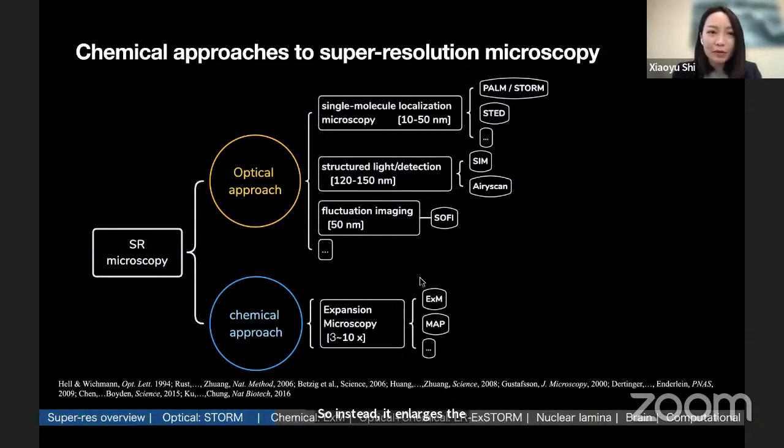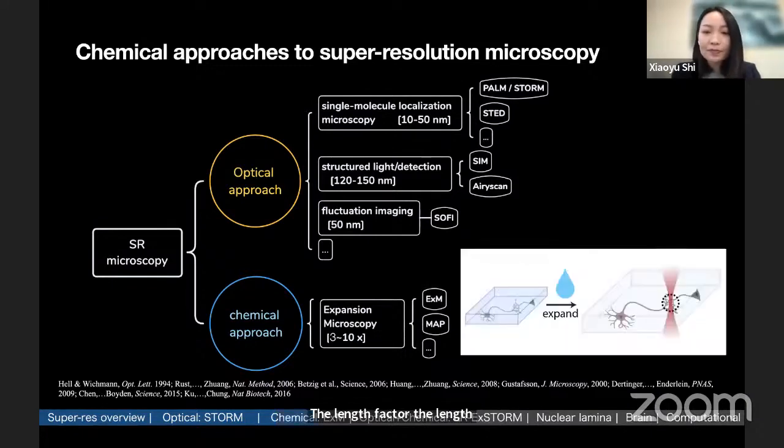Imagine you use the same microscope, but have a larger sample, expanded isotropically in XYZ by 3 to 10 times in each dimension. And then you effectively increase the relative resolution of your sample. So you increase the resolution of your existing microscope by the factor of expansion, the length expansion factor. I'll explain how we achieve that.